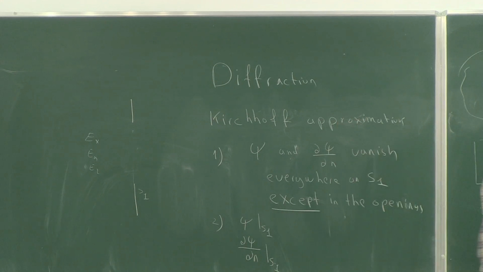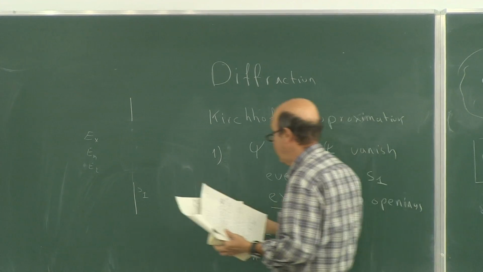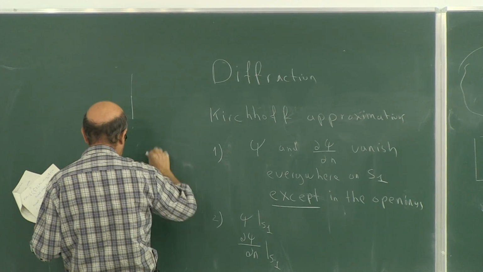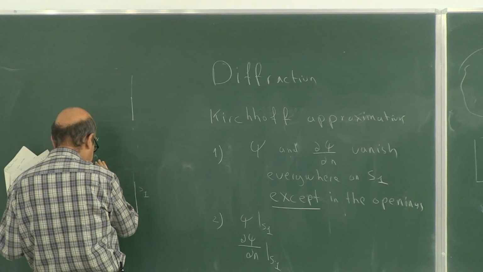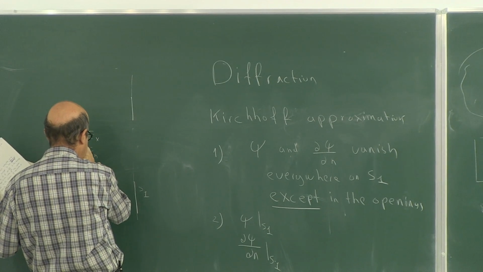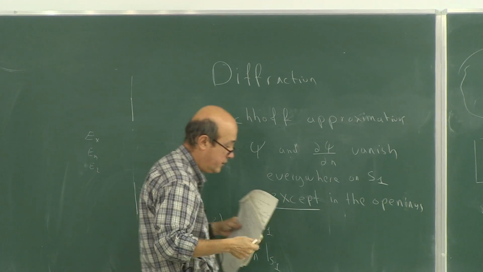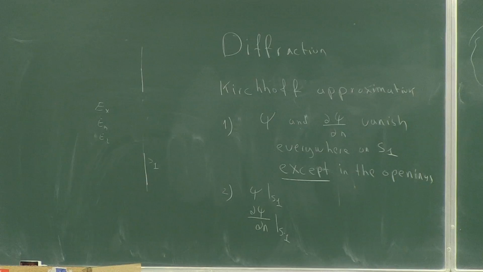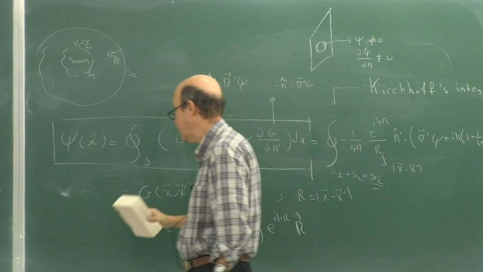Now, the approximations are simple. Everything should be zero everywhere except at the opening, and at the opening the value should be the same as the wave entering before the region. Now we have to apply this to a practical case.